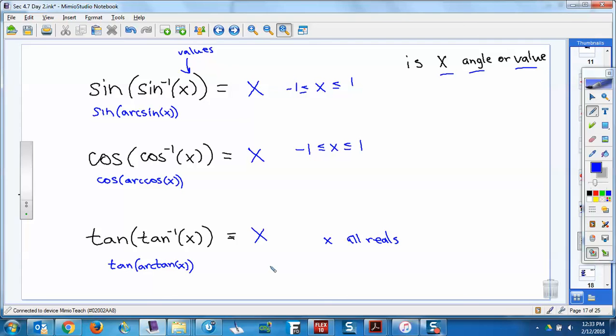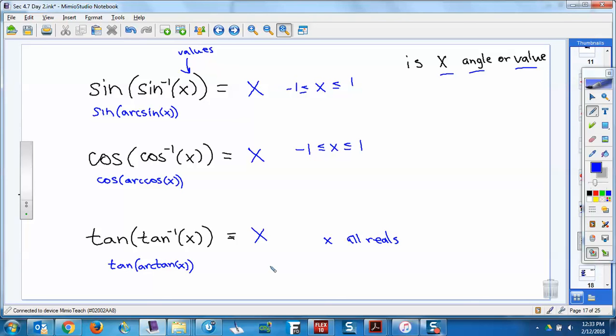What if this is root 3 over 2? What's the inverse sine of root 3 over 2? Pi/3, 60 degrees. What's the sine of pi/3? Square root of 3 over 2. You see how we get the same thing we started with? We started with square root of 3 over 2. We get back square root of 3 over 2.